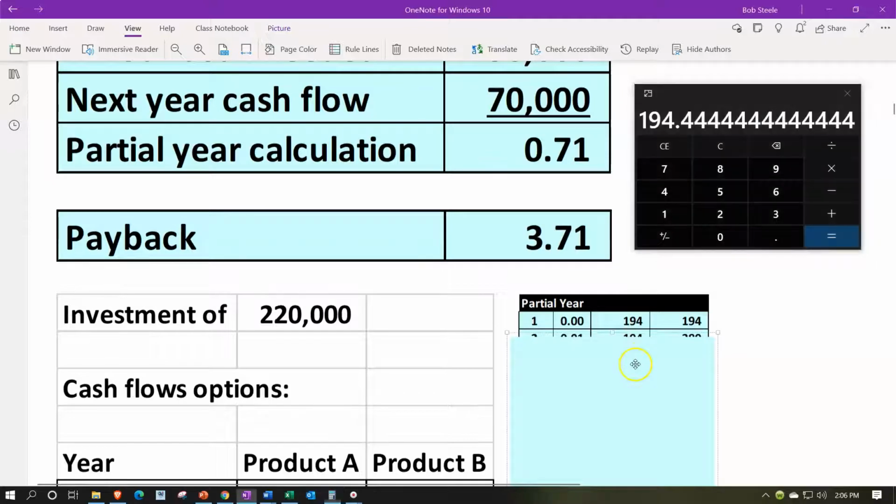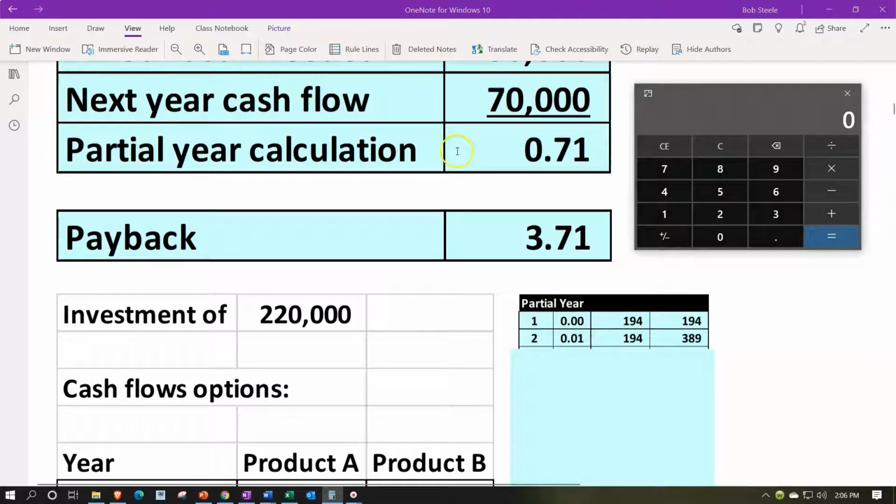So if I run a running balance like this and I say, okay, for day 2 here, now we're saying 2 days, 2 divided by 360, is about 0.01, or 1% of the year, right? And now we got another 194 in day 2 because we're assuming we're earning evenly over this time frame. So now we're going to take the 194 plus the 194, we get the 388 or 389 about.